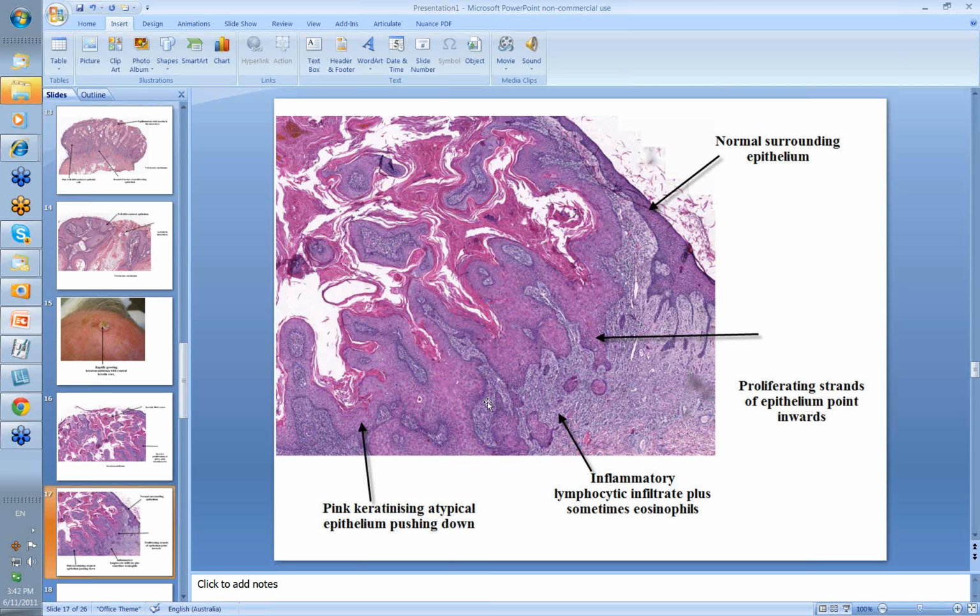You can get a syndrome with multiple keratoacanthomas erupting, and it may be a marker for the Muir-Torre syndrome, where you have multiple keratoacanthomas and unusual sebaceous tumors and associated underlying malignancies.